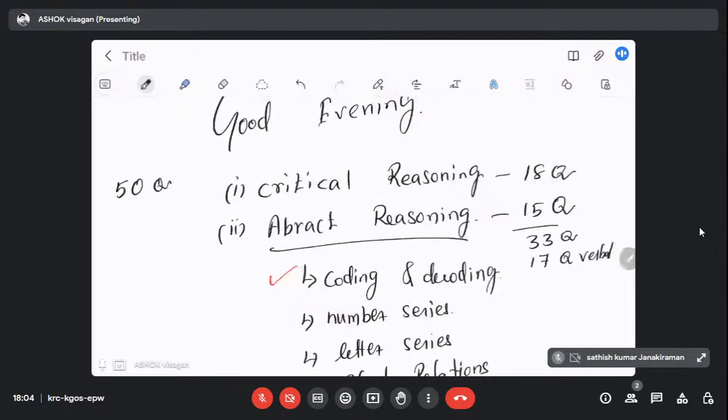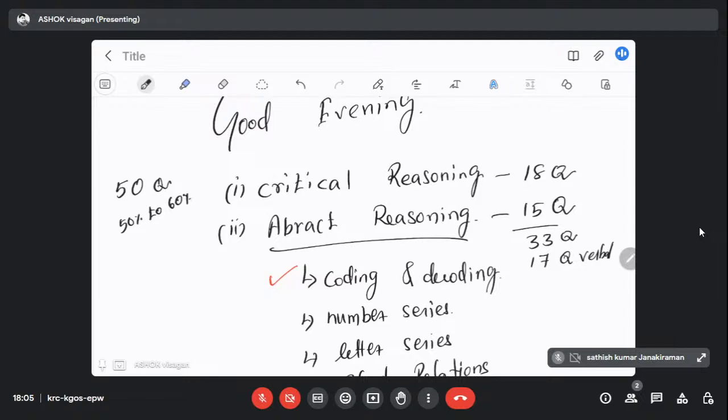approximately, I'm telling you, we do not have any official confirmation from Accenture's side, but I'm telling you the average number only. The average percentage of questions you need to attend is 50% to 60%.